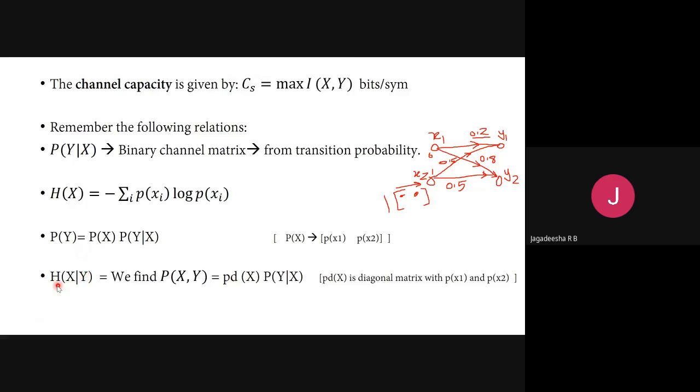Then the conditional entropy of input, how to find it. So to find that, we first find the joint probability between x and y.